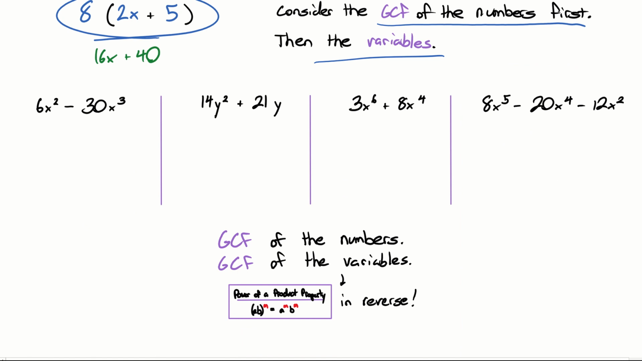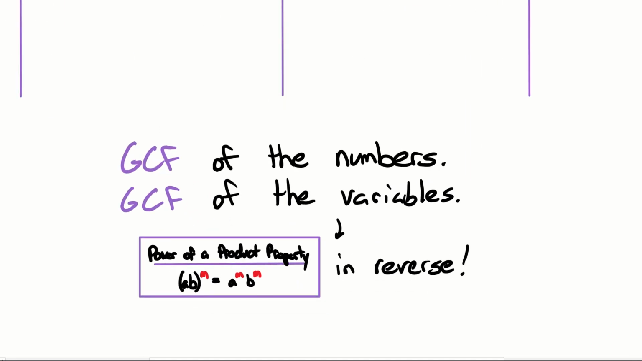Now, in that previous example, we didn't see too many variables. We just saw that one little x. But as you can see in these examples we're about to do, we got some more x's and y's to contend with. No worries, we got this. Find the GCF of the numbers, then find the GCF of the variables. In other words, you're taking that power of a product property and you're also reversing it. So it's not just the reverse of the distributive property, it's also the reverse of that power of a product property.